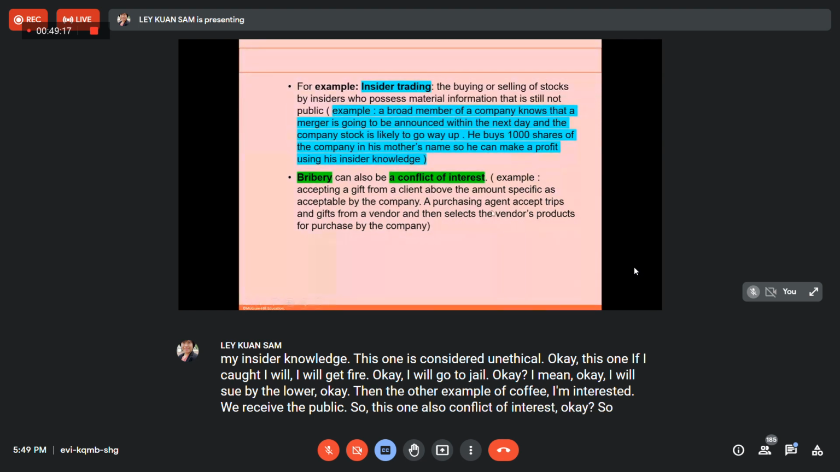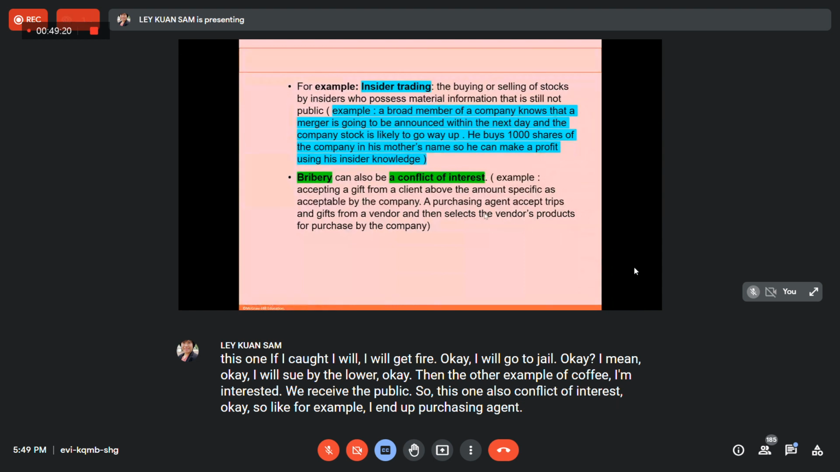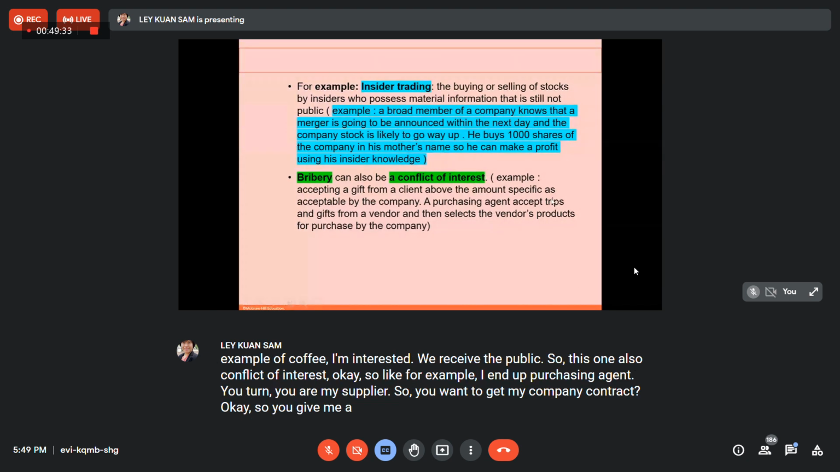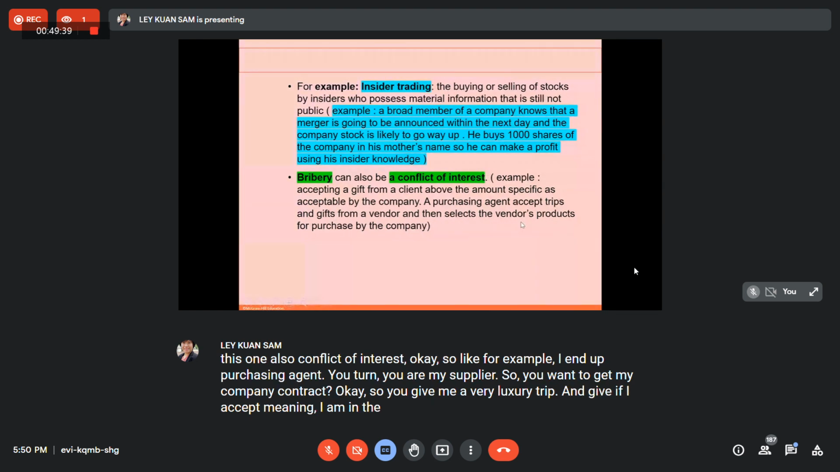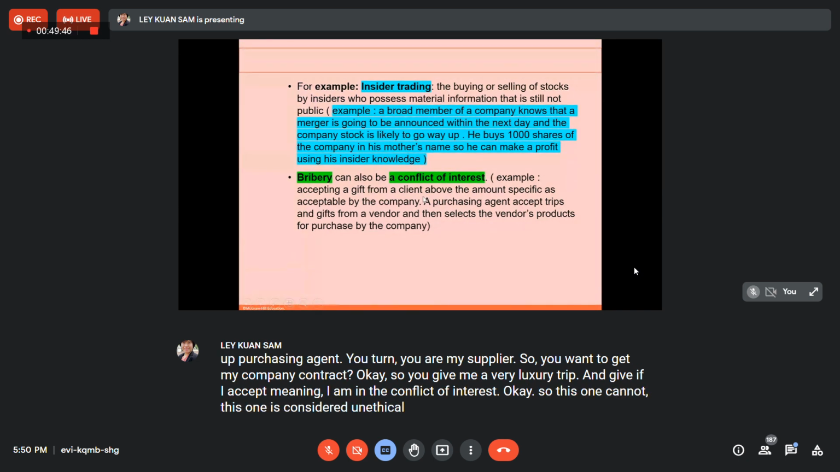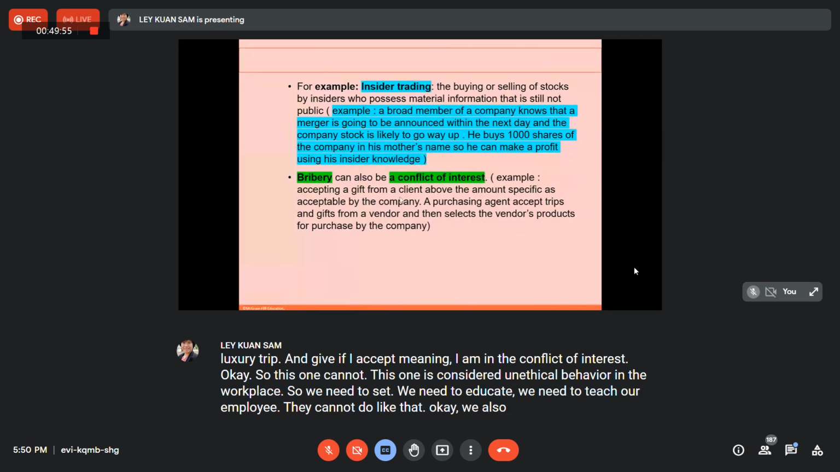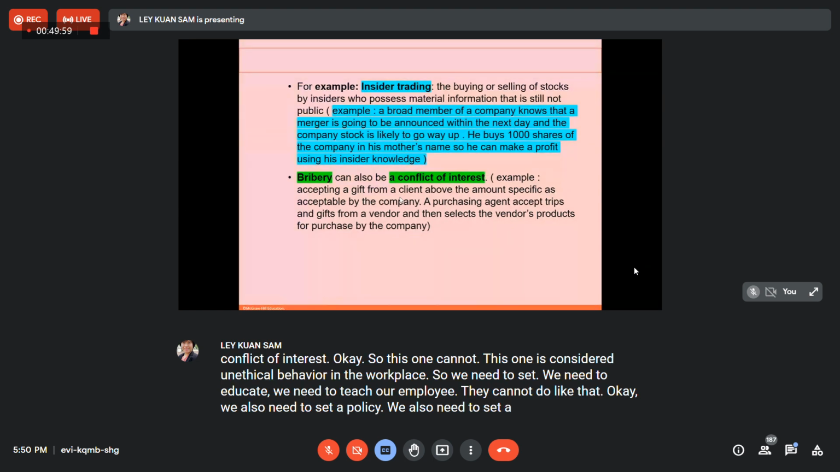For example, I am the purchasing agent. Yi Chen, you are my supplier, and you want to get my company contract. So you give me a very luxury trip and gift. If I accept, meaning I am in the conflict of interest. So this one cannot. This one is considered unethical behavior in the workplace. So we need to educate and teach our employee they cannot do like that. We also need to set a policy and a code of ethics to control our employee behavior.